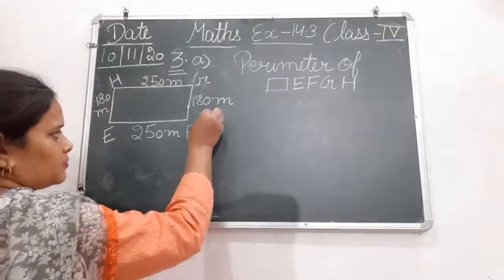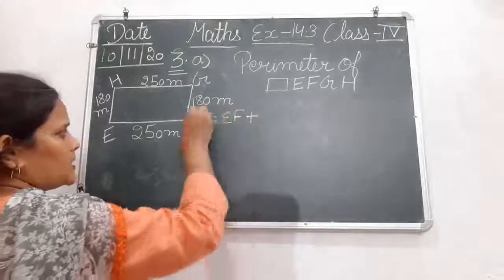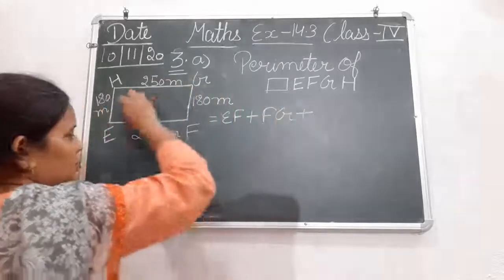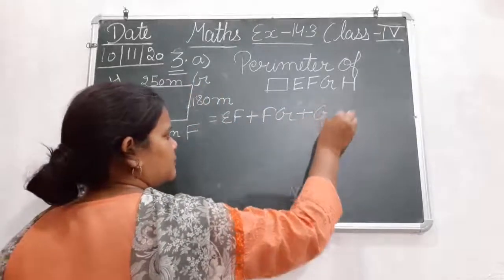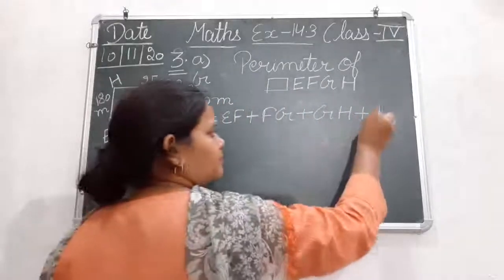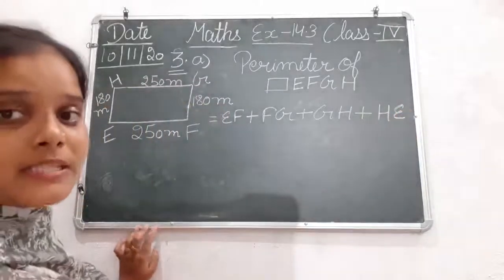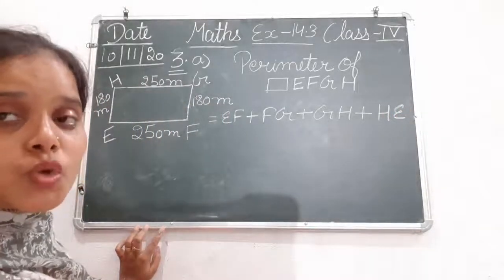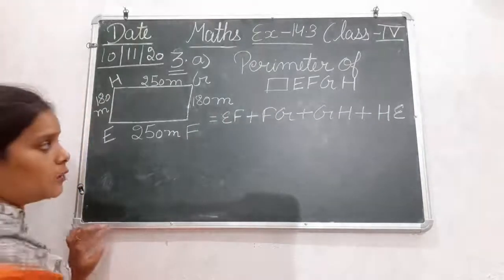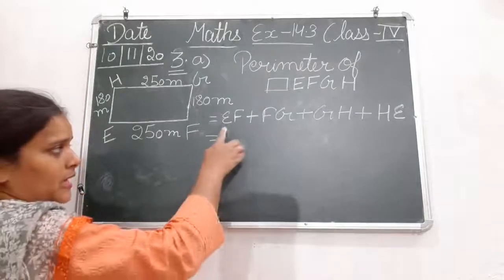Okay, that is EF plus FG plus GH plus HE. So these are the various 4 line segments that are being used for drawing this, जो कि use हुई हैं for drawing this rectangle. So what are their various measurements? Now we are going to write their measurements.